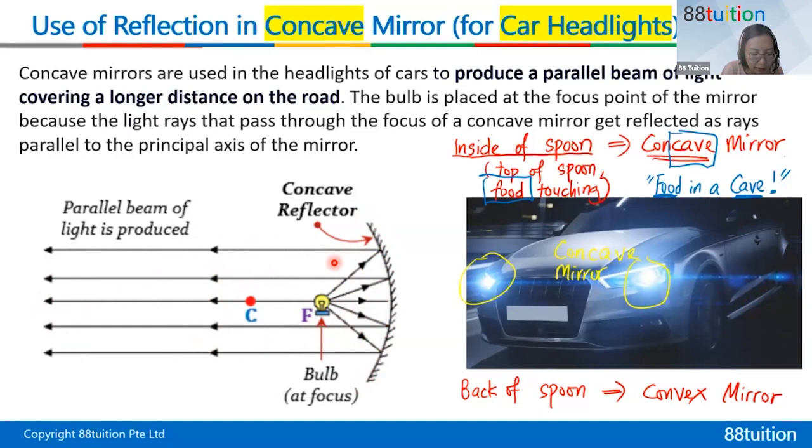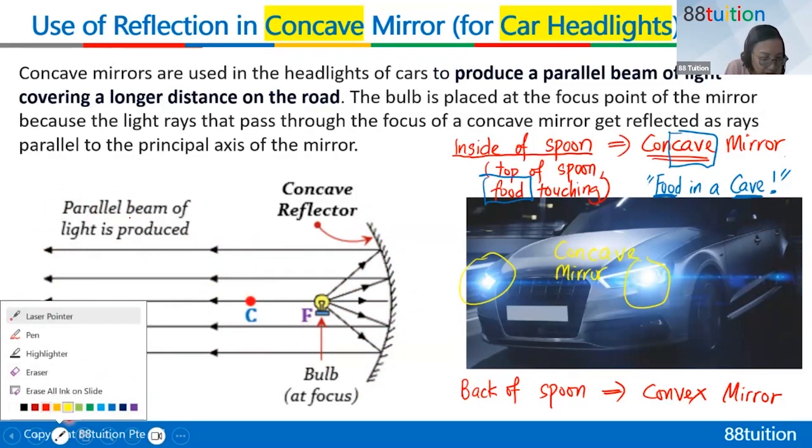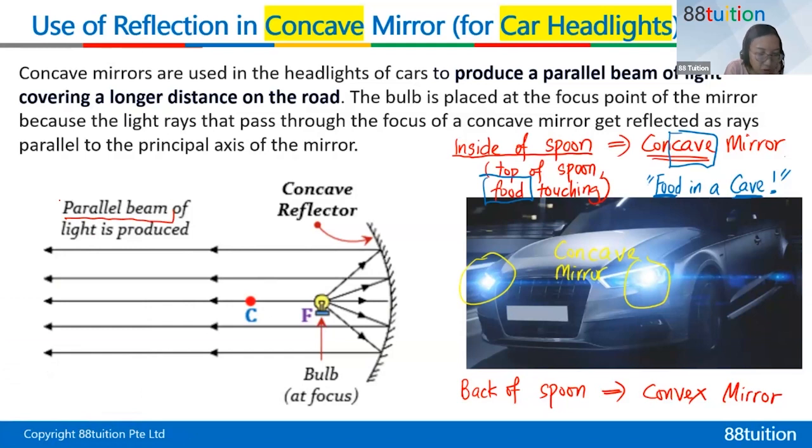Do you realize that at the end of the day, I have a parallel beam of light? This parallel beam of light will allow me to see the road far, far away from me. This is a driver, and the car is moving this way. The light is a parallel beam, which allows me to see further away. So this is why it's very important to use a concave mirror for the headlights of a car.